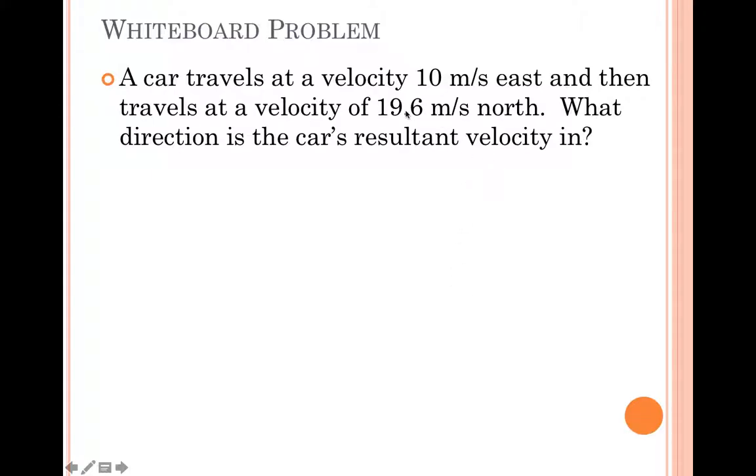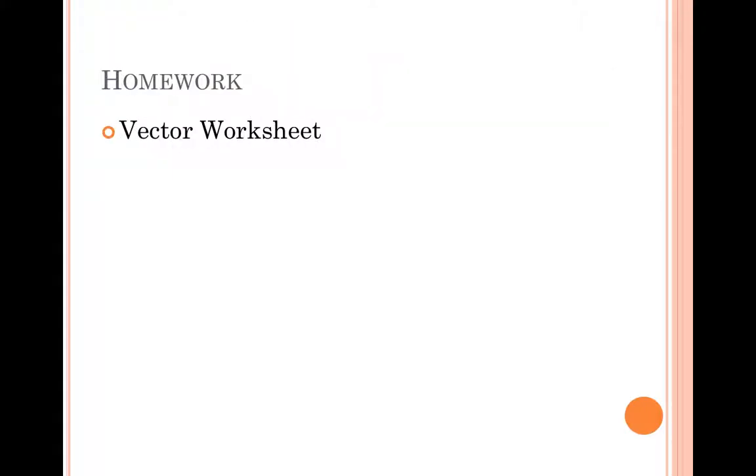So squaring this term and adding it to the square of that term and taking the square root of all that will give the magnitude. And then you have 10 meters east and 19.6 meters north. So that means if you use the tangent function, it's going to be the inverse tangent of 19.6 over 10 to give you the angle. So see how you do on that one.